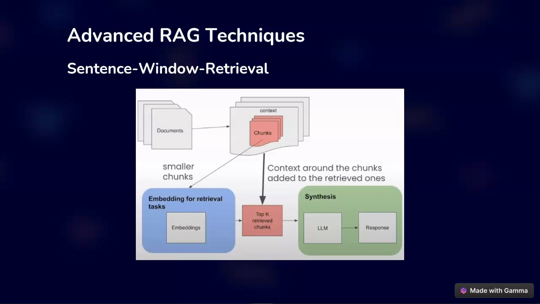To set it up, we first break the text into smaller sentences and store them in a vector database. We also include the context of the sentences before and after. During retrieval, we get the most relevant sentences along with the surrounding context.